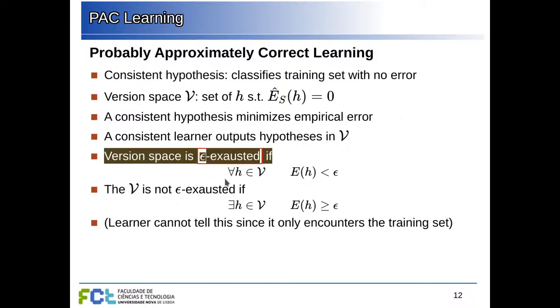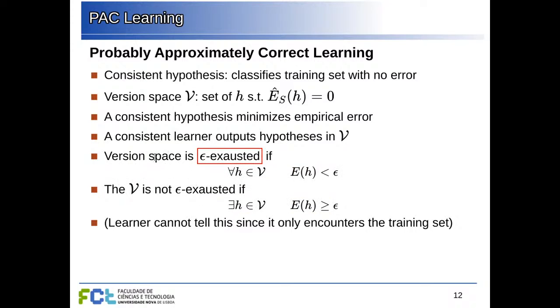There are two possibilities then for this version space. We say that it is epsilon exhausted if all hypotheses in the version space, that is, all hypotheses that can classify the training set with no errors, have a true error below epsilon. So if all hypotheses in the version space have a true error below epsilon, then the version space is epsilon exhausted. If at least one hypothesis in the version space has a higher true error than epsilon, then the version space is not epsilon exhausted.